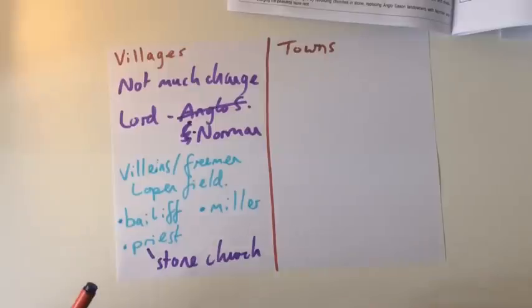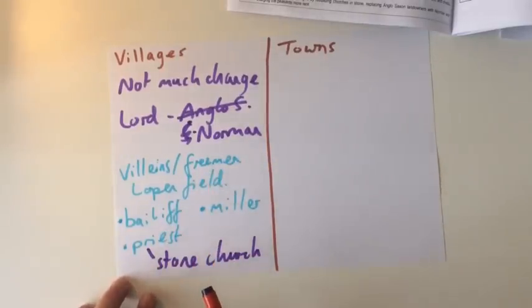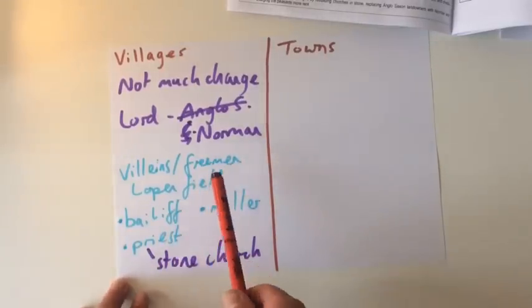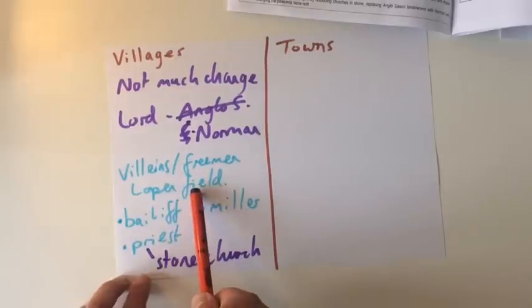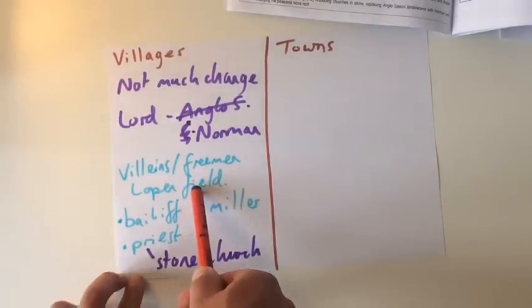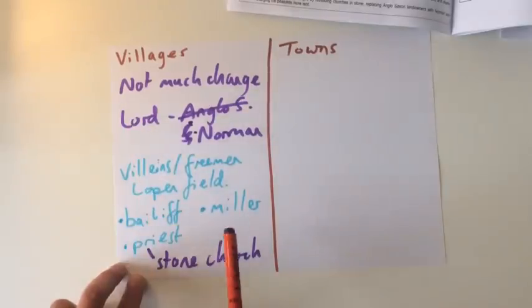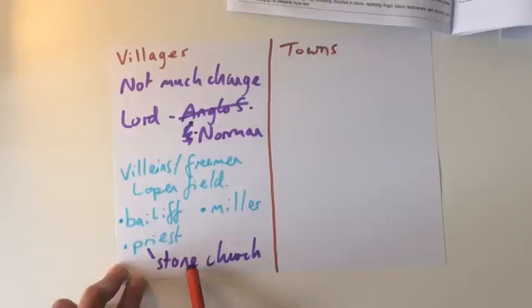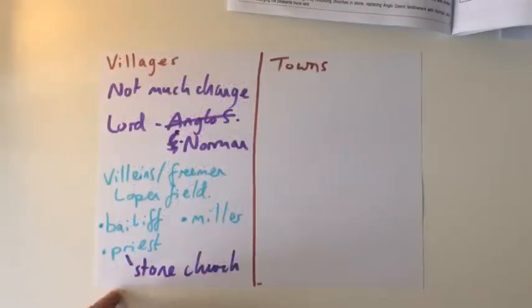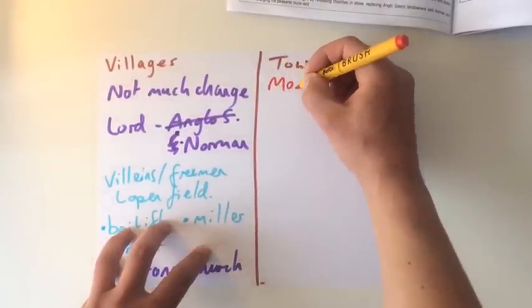So to summarise, in terms of villages, you just need to know the different roles that existed in villages. You need to know that villeins and freemen, the peasants, farmed in the open field system, but that actually the only changes really from before the Norman conquest was there would be a new lord, a new knight to be the lord of the manor, and that the church would probably have been rebuilt in most villages into a stone structure. If we move on to towns then, you'll see that there's actually quite a lot more change.